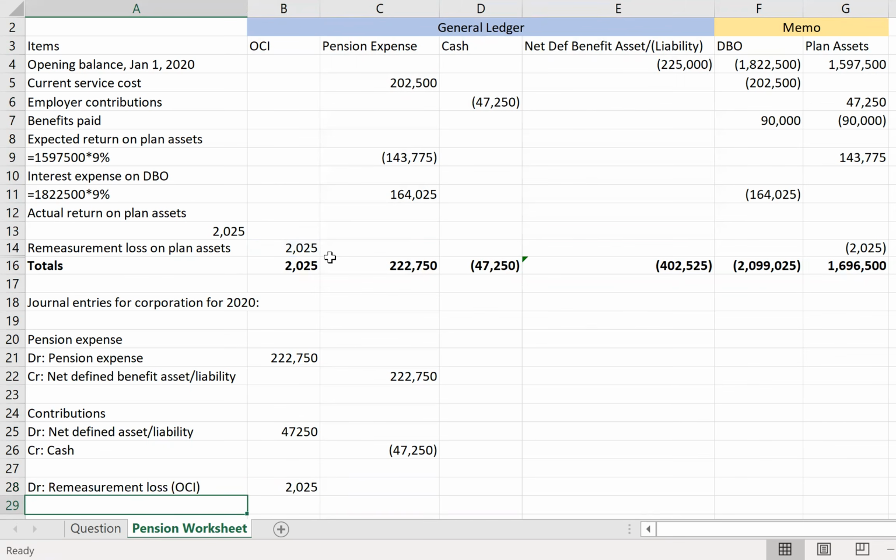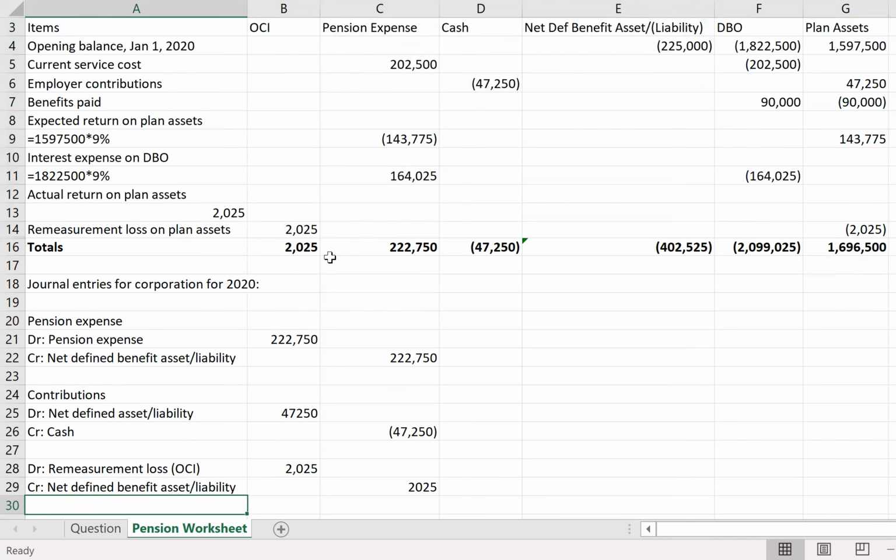Okay, and then we're going to have credit, net defined benefit, asset, and liability. It's going to be here, 2025. Okay, so let's look at how this reconciles.